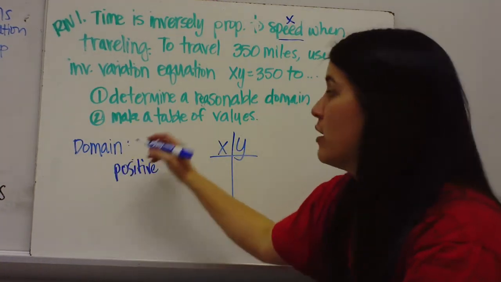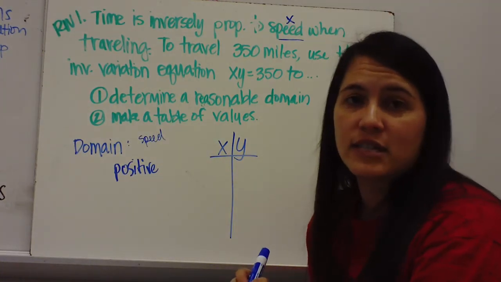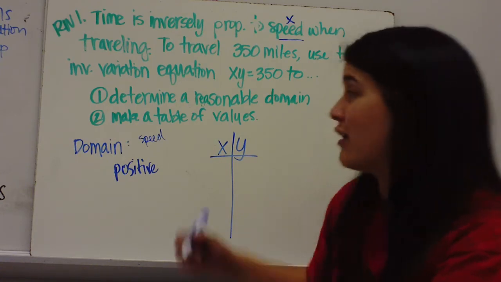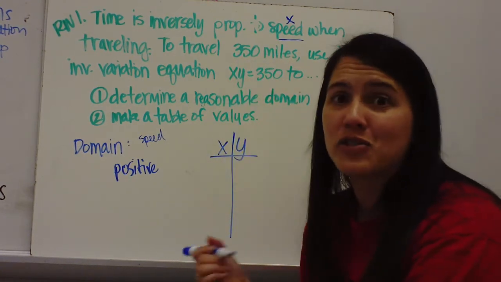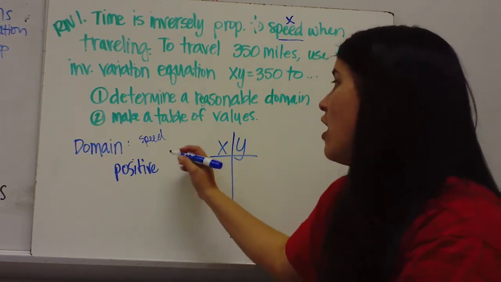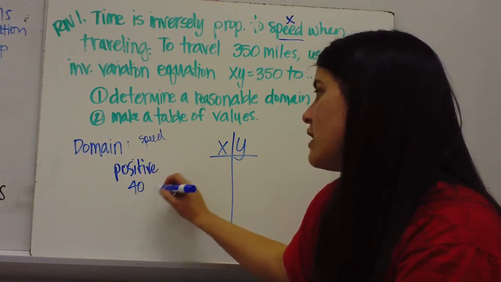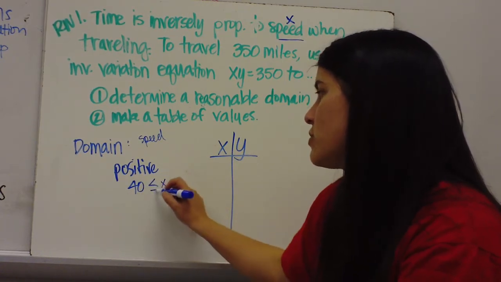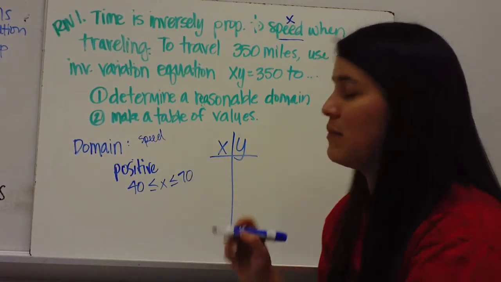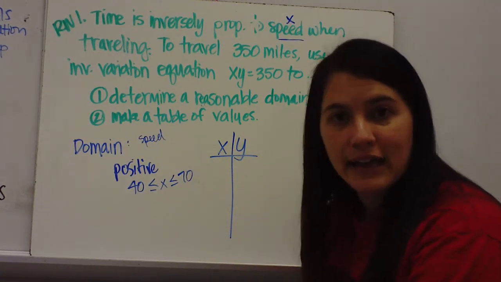So we're talking about a domain, we're talking about the speed. So of course we need to have a positive speed. And let's be realistic, if we're talking about traveling in a car, we're not talking about 1, 2, 3, 4 miles per hour. If we're going 350 miles, we're not talking about 20 or 30 miles an hour. We'll probably need to stay above 40. So X should be greater than or equal to 40, and probably maybe 70, because anything above 70 is probably going to be speeding. But 40 to 70, I think, is a good range.